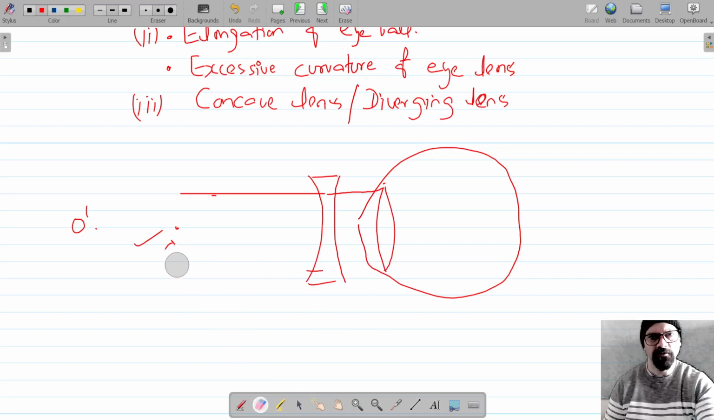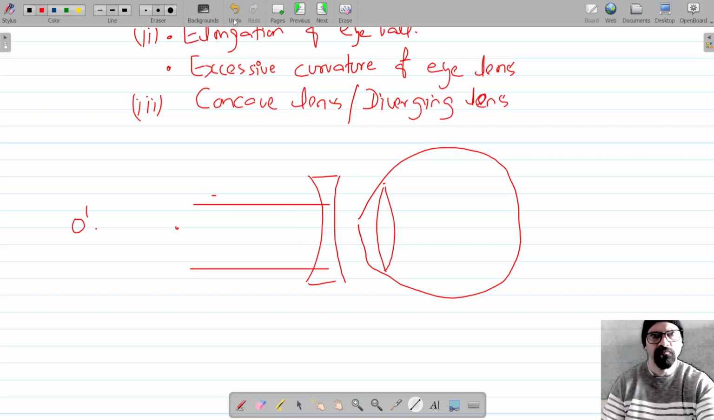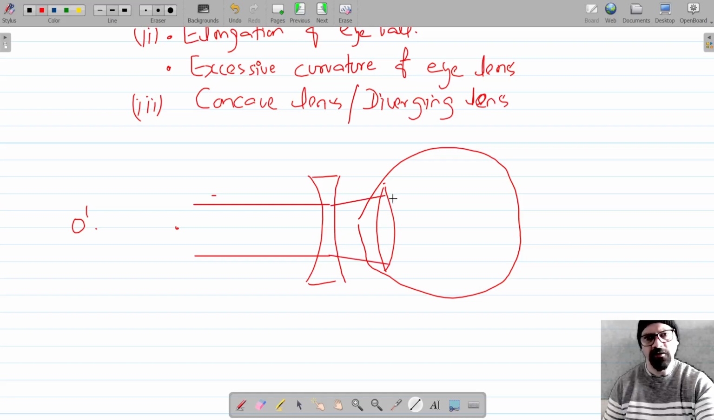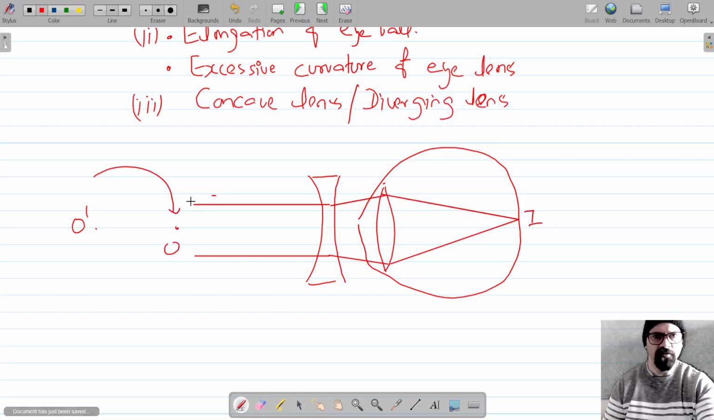Okay, let me draw this here. Let this be the ray of light. Now it will diverge the rays of light like this and will focus them on the retina. So the image is formed exactly on the retina. So the far point is nearer than infinity here, and from here the rays of light will be diverged and brought back to focus at the retina.